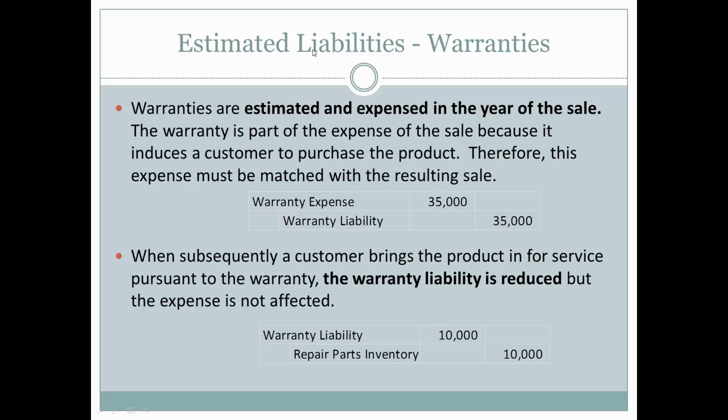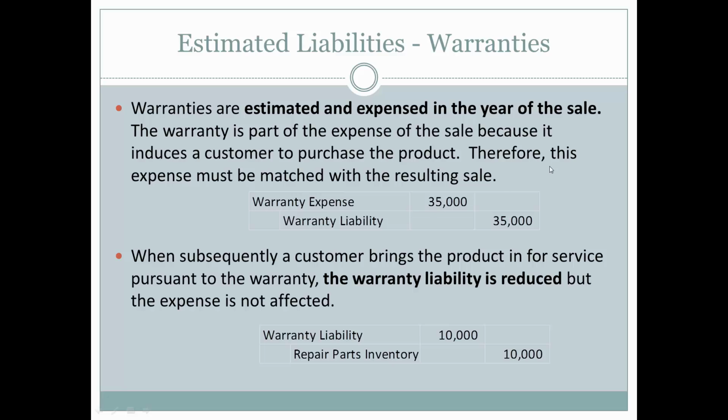So now let's look at another estimated liability, a particular issue having to do with warranties. Warranties are estimated and expensed in the year of the sale. The warranty is part of the expense of the sale because it helps to induce a customer to purchase the product. A lot of times, especially with washing machines and things that have a lot of moving parts, or cars and things of that nature, customers won't purchase this unless a warranty is also associated with the product. Therefore, this expense must be matched to the resulting sale.